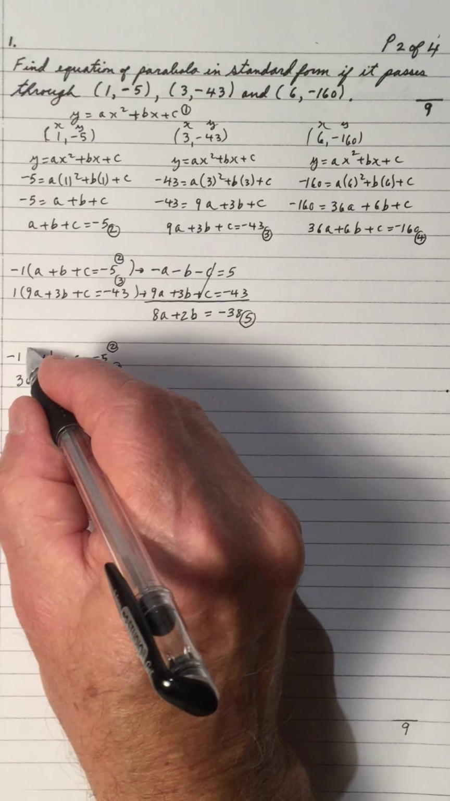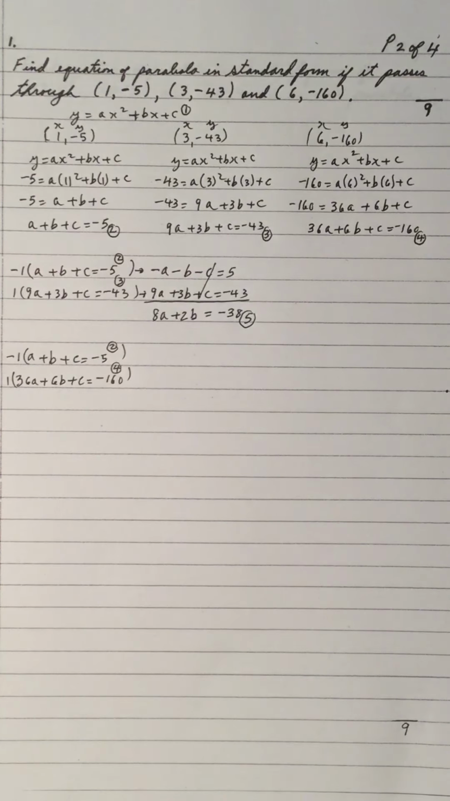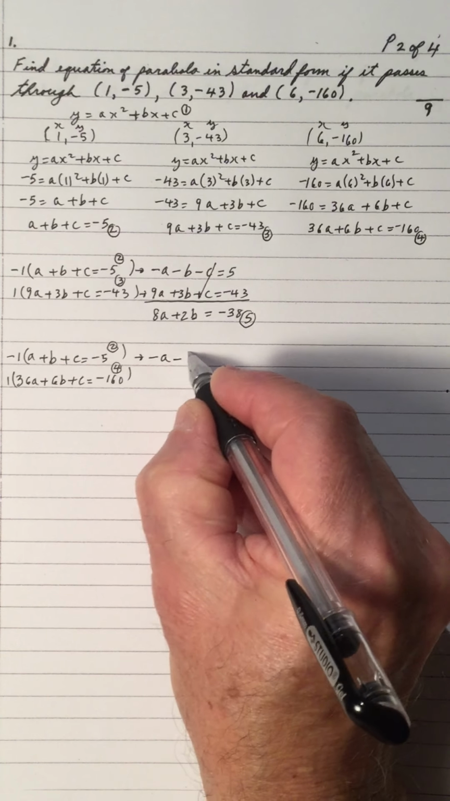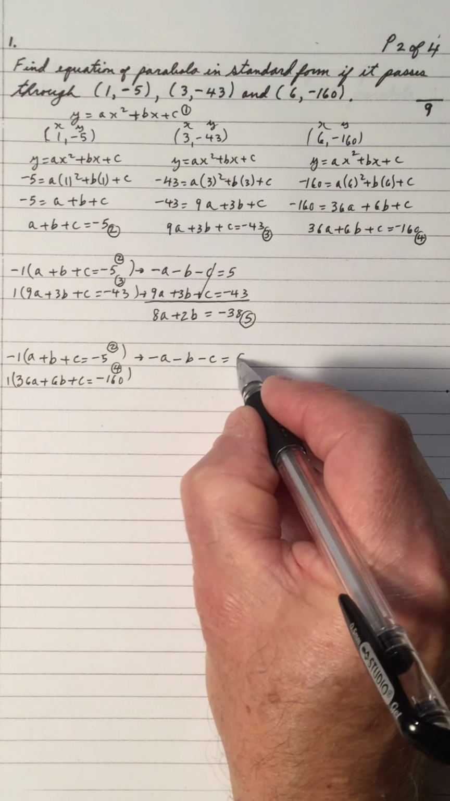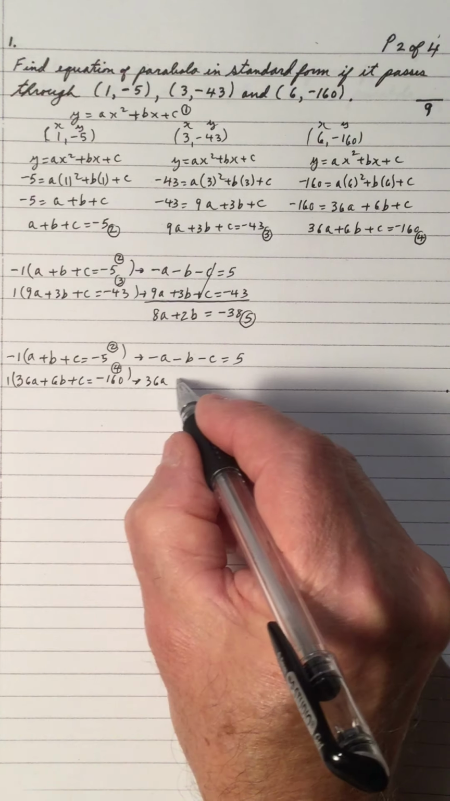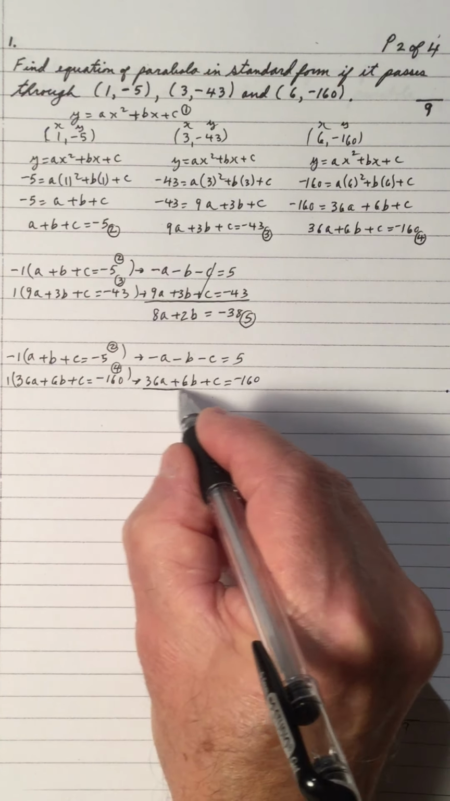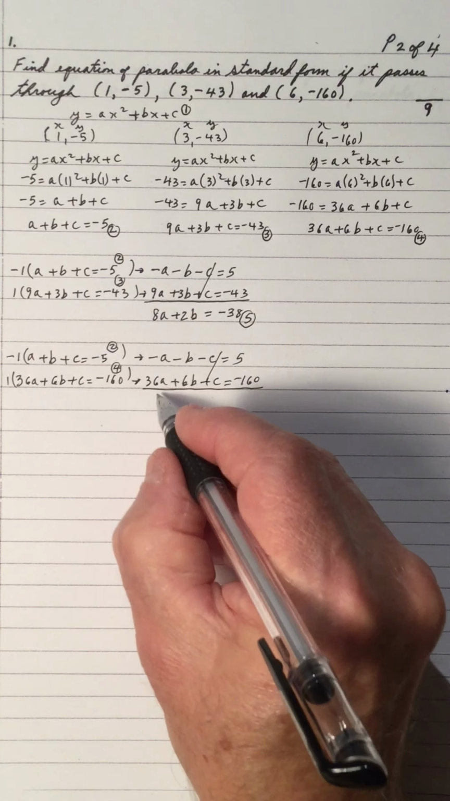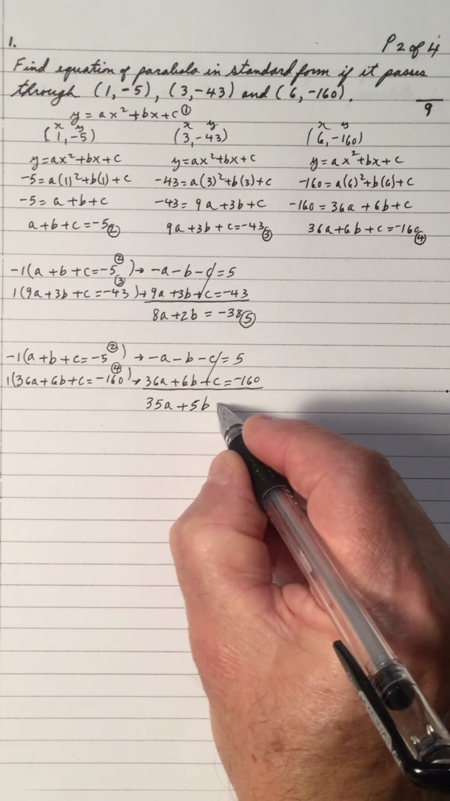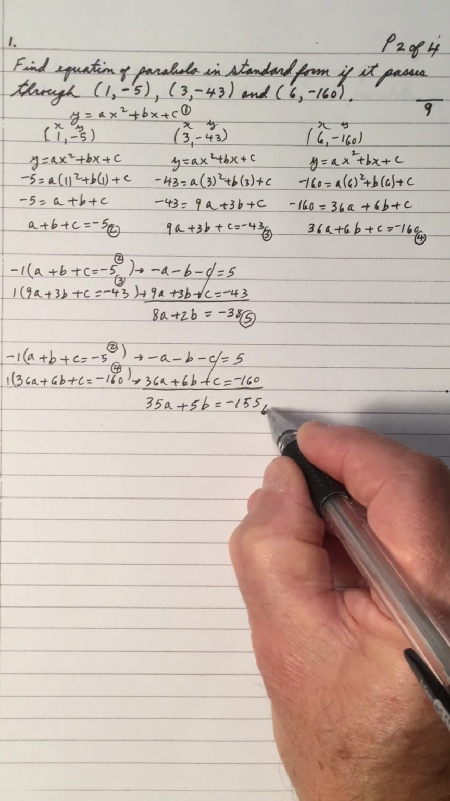So we'll multiply this one by negative 1, multiply this one by 1. And again, that will get rid of the c's, because this is a plus c, we want a minus c. So we get negative a minus b minus c equals 5. Multiplying by 1, we get 36a plus 6b plus c equals negative 160. And we draw a line, add them up, the c's cancel out. So it gives me 35a plus 5b equals negative 155. And this is number 6.